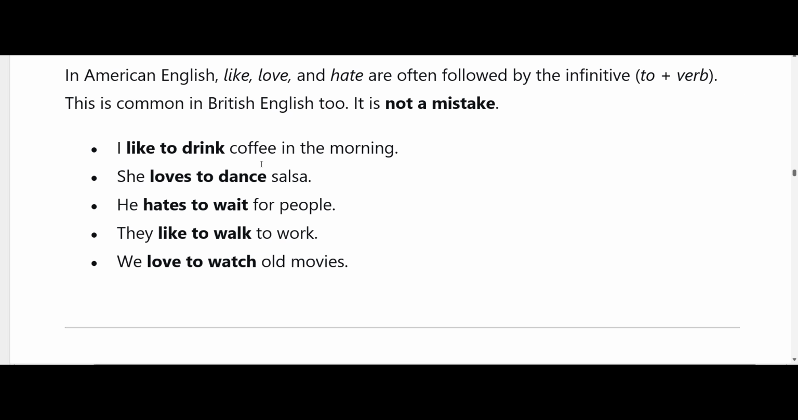I like to drink coffee in the morning. Or you can say, I like drinking. She loves to dance salsa. Or you can say, she loves dancing salsa. He hates to wait for people. You can say, he hates waiting for people. They like to walk to work. Or you can say, they like walking to work. We love to watch old movies. Or you can say, we love watching old movies.